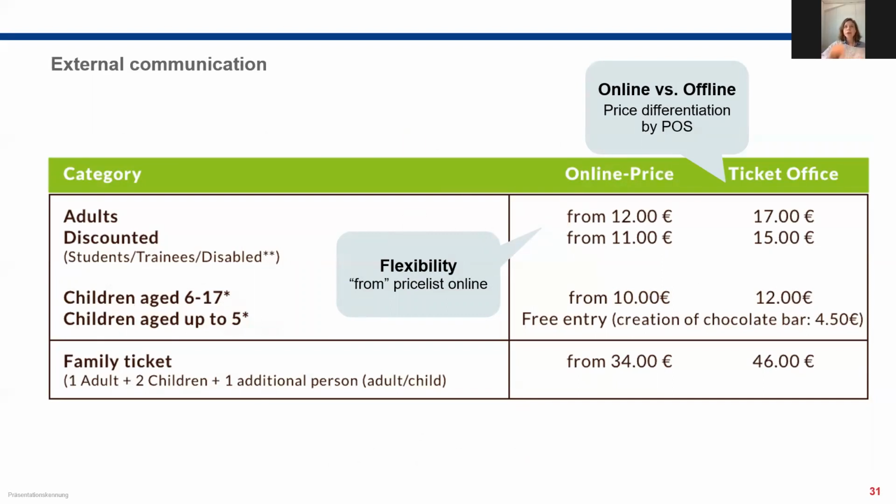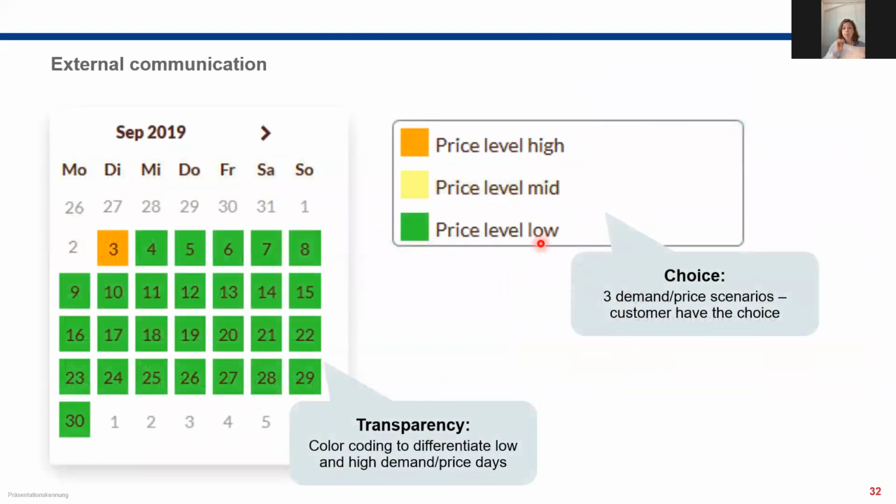My next picture shows the online shop. Here we use color coding so that our guests at a glance see where the best price is. Here we just at the moment have green and orange prices, but you can see we have price levels in the mid, of course, too.